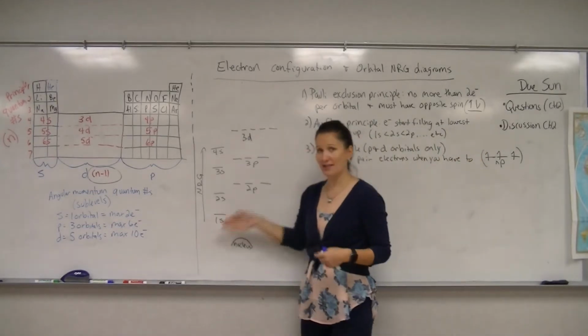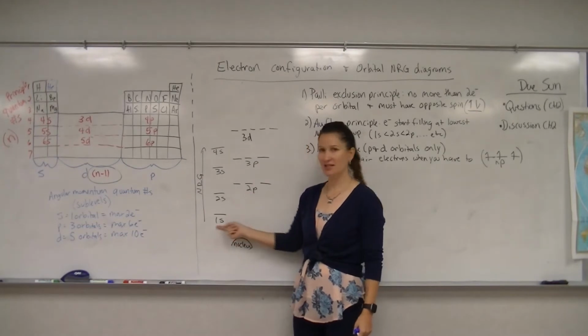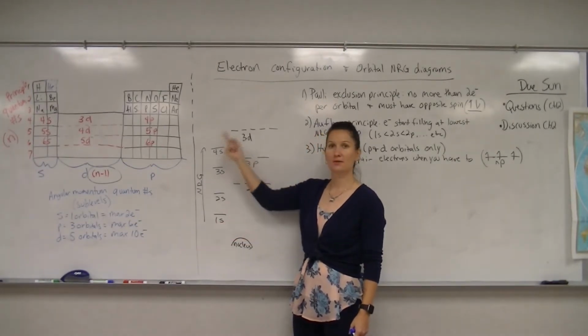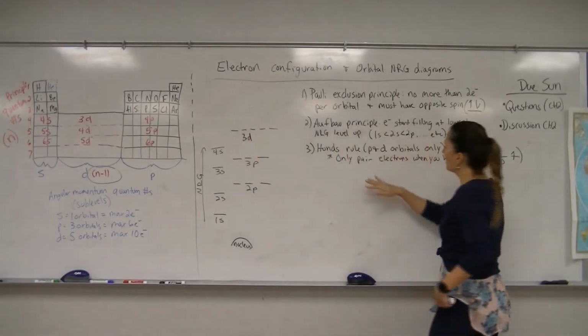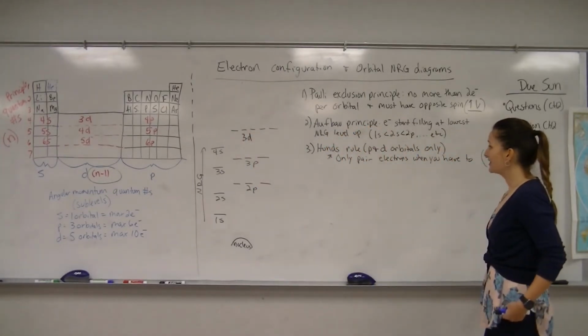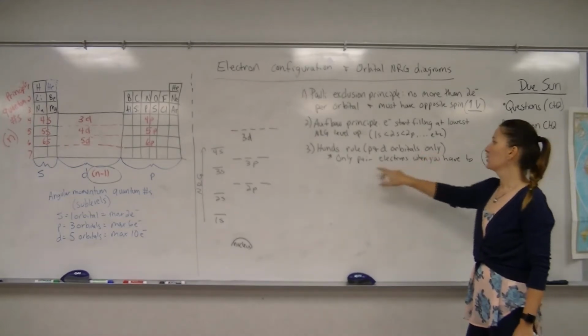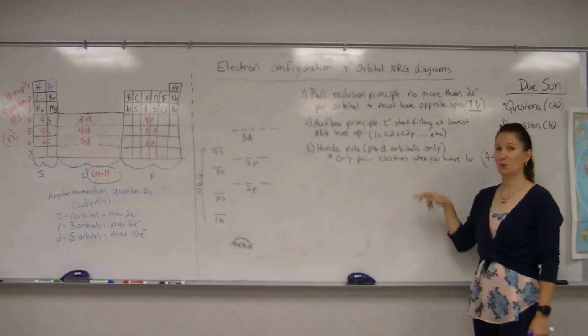All that means is when I start putting electrons in here, I'm going to start at the lowest energy level, the 1s, and then work my way up. Okay, I'm not going to skip any. Last rule, Hund's rule, and this applies to p and d sublevels only. So we only want to pair the electrons when we have to.